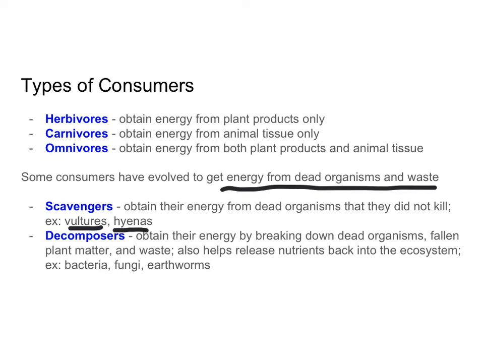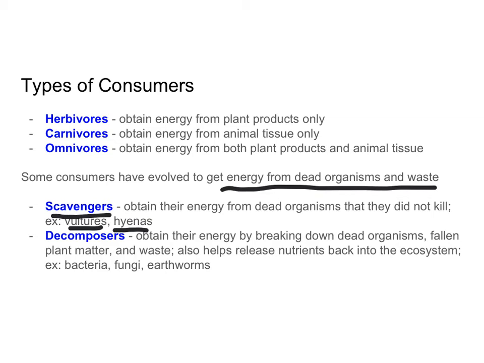Usually I want you to imagine you had a lion kill a zebra on the African savanna. Hyenas might come in and eat the remains of that zebra carcass. They didn't kill the zebra itself, but they scavenged after the fact. That's why they're called scavengers.